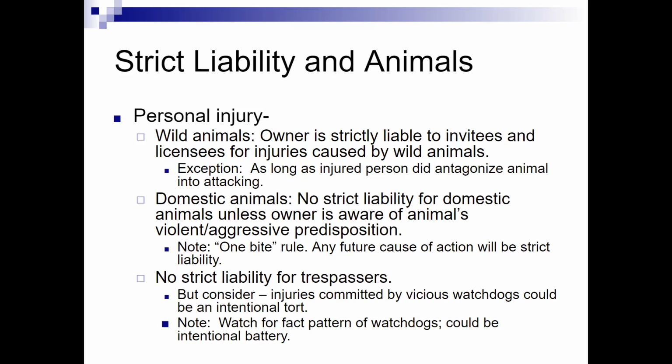Domestic animals. No strict liability for domestic animals unless the owner is aware of the animal's violent or aggressive predisposition. The one bite rule. Note: any future cause of action will be strict liability. No strict liability for trespassers, but consider that injuries committed by vicious watchdogs could be an intentional tort. Note: watch for a fact pattern where watchdogs could be the intentional tort of battery.